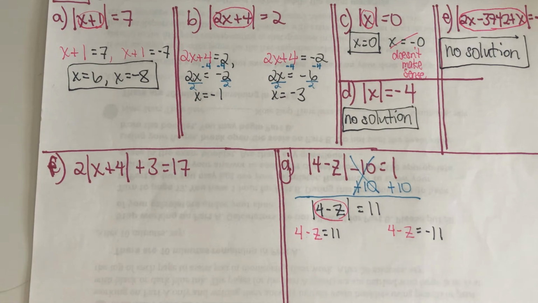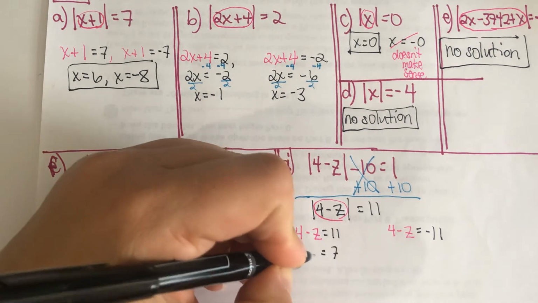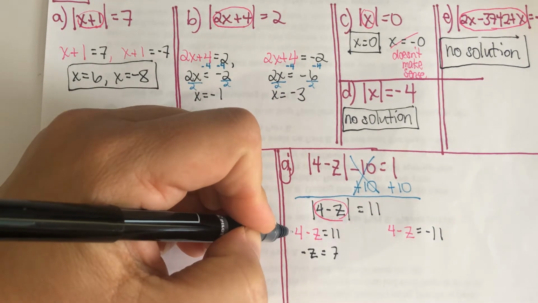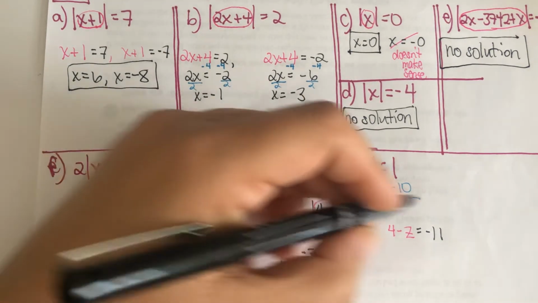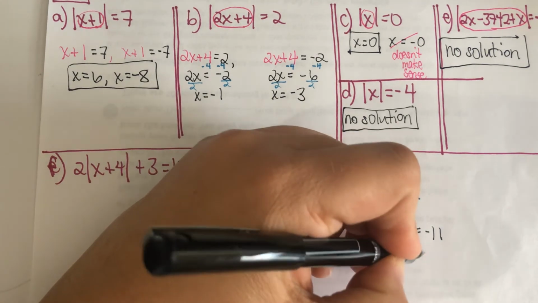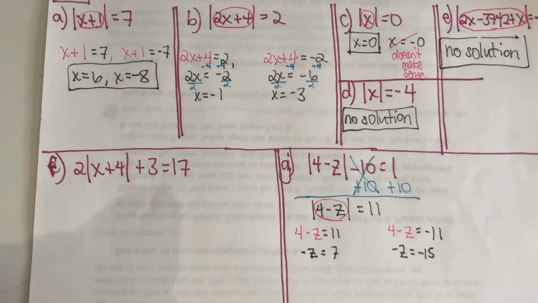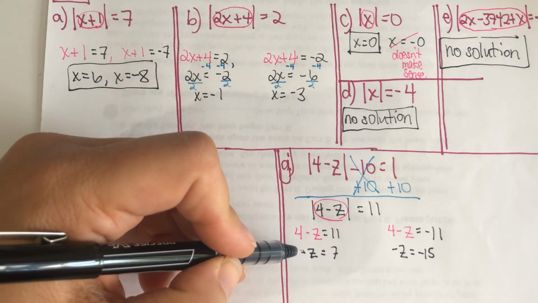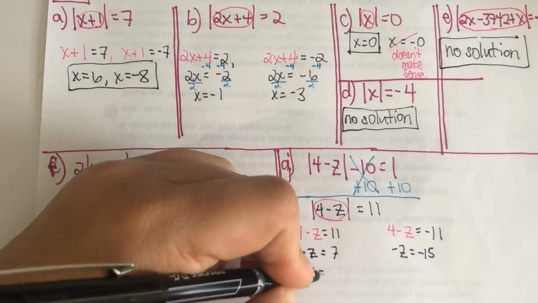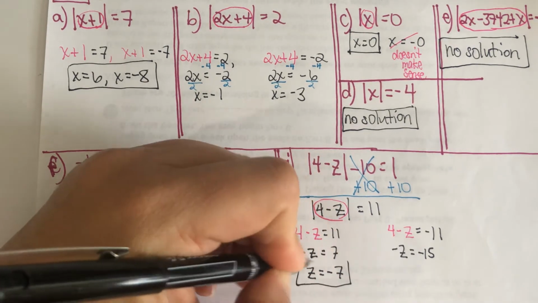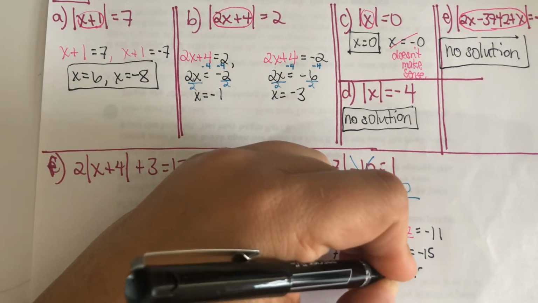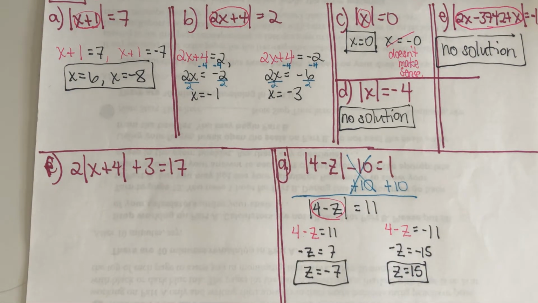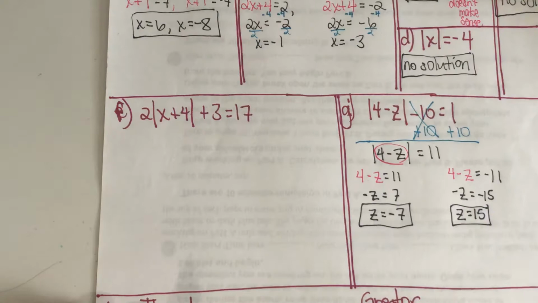So I'm going to subtract 4 from both sides. This is a positive 4, so I subtract to get rid of it. I'm going to subtract 4 from both sides. And then I need to get rid of that negative, so I can either multiply by -1 or divide by -1. And same thing here, multiply both sides or divide both sides by -1. Okay? All right, good.